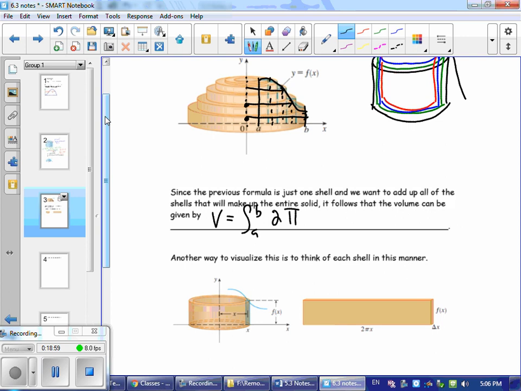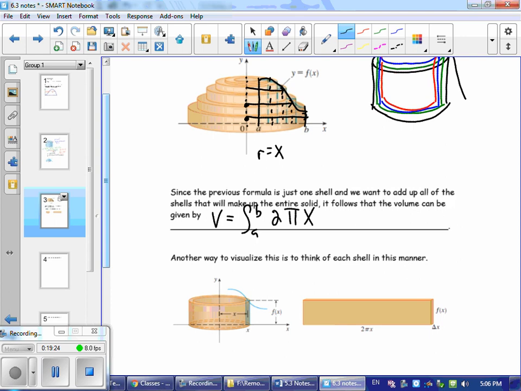So the radius, in this case, when you revolve around the y-axis or something around a vertical axis, will always be in terms of x. In this case, because it goes from the y-axis out to an x value, it's just x. So there's your 2 pi r. The radius is x.